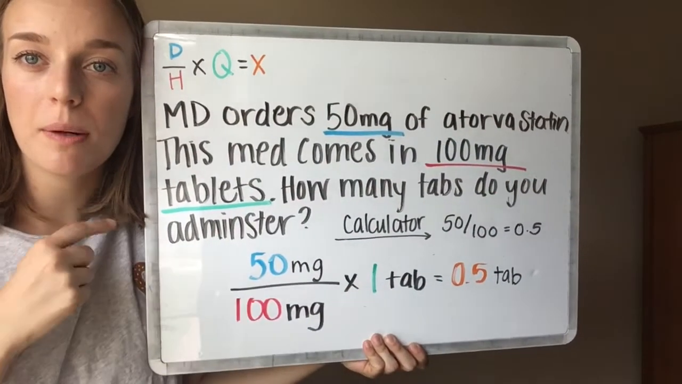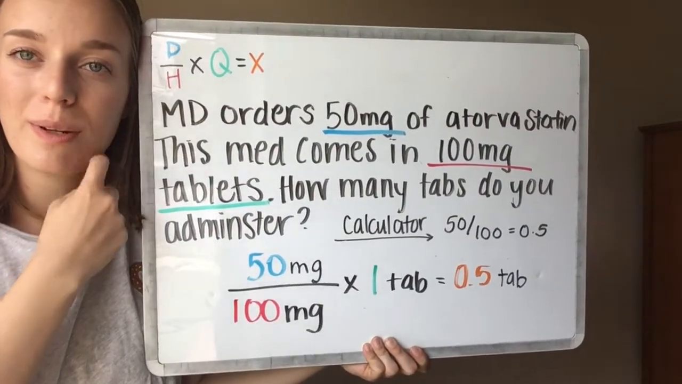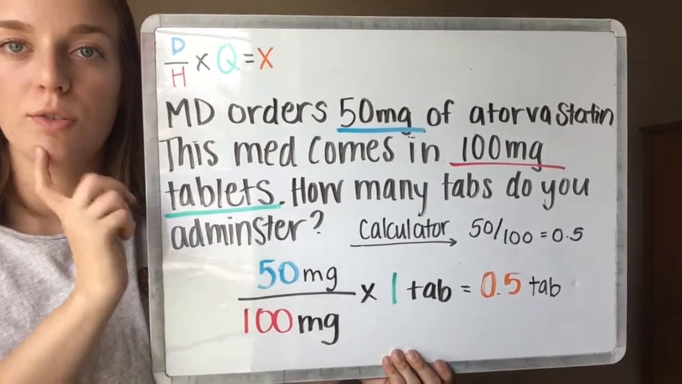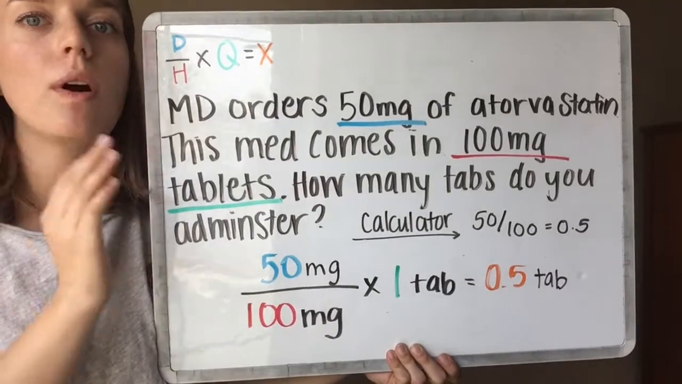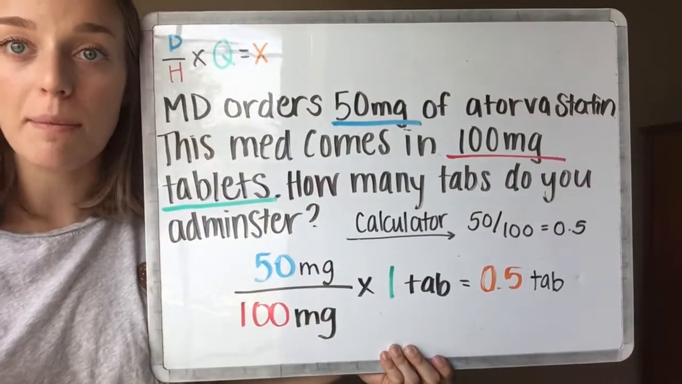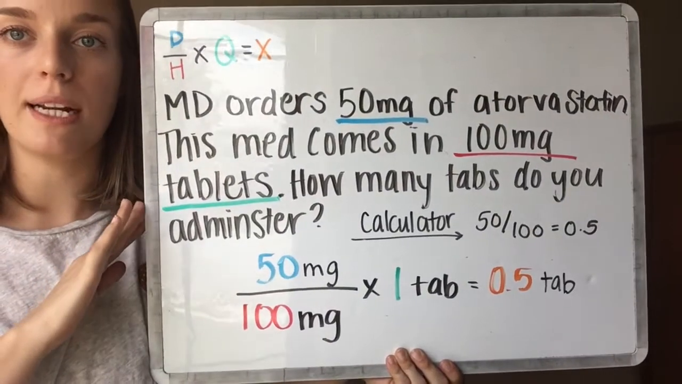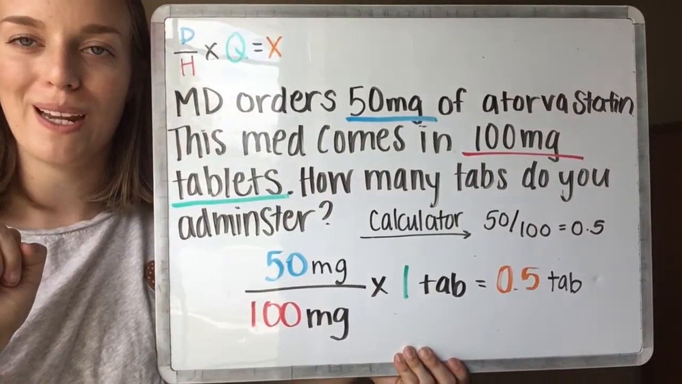Okay, so we're going to put our practice problem to the test and put everything in the formula. So the MD orders 50 milligrams of atorvastatin. The med comes in 100 milligram tabs. So how many tabs are we going to administer? So this one is very simple, very straightforward, so let's break it down. When we do the simple things, we can do the more complicated things.